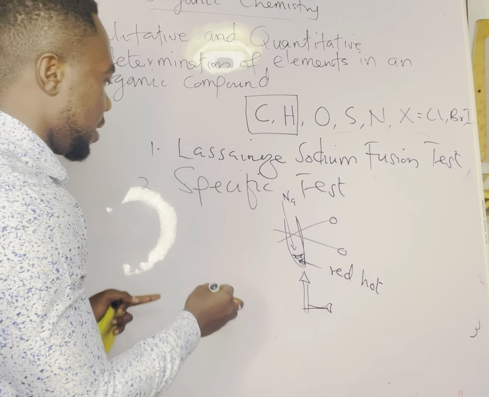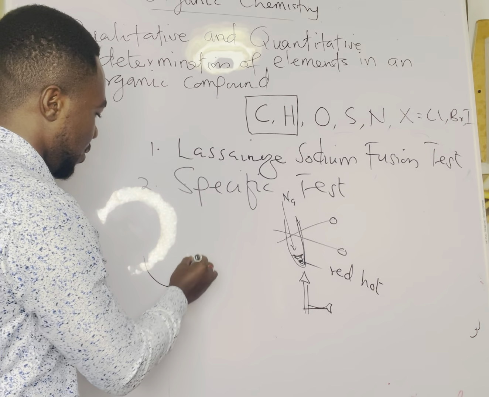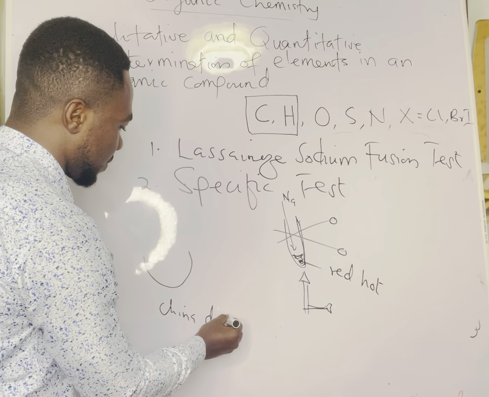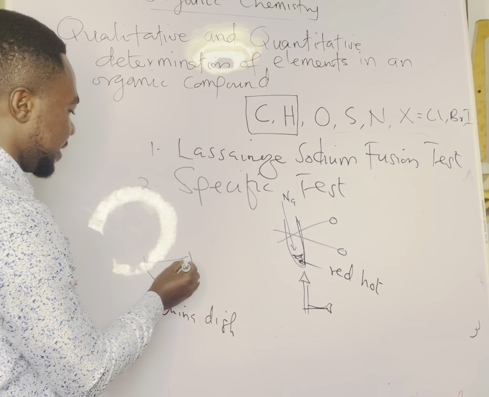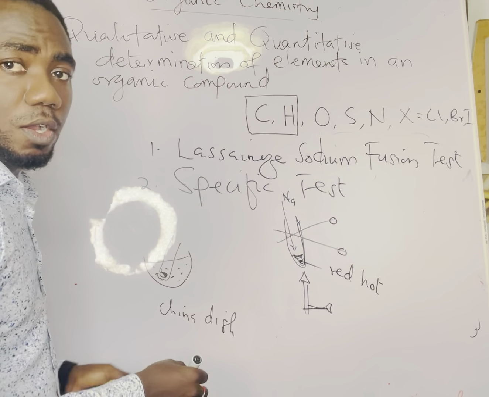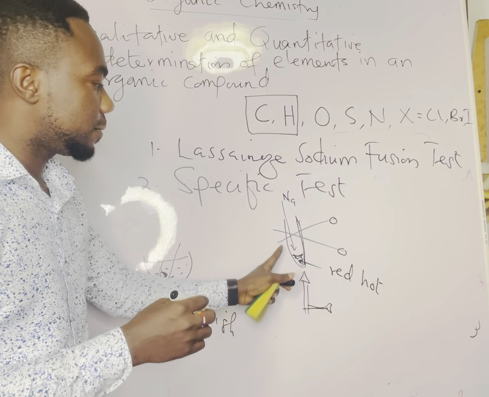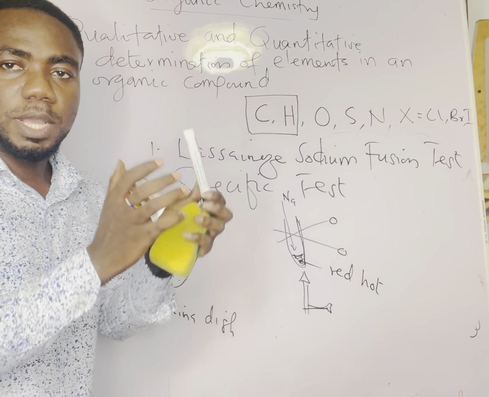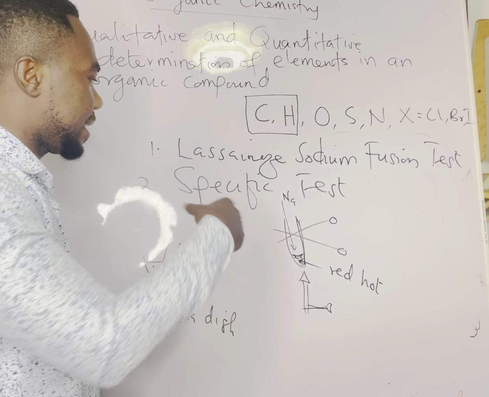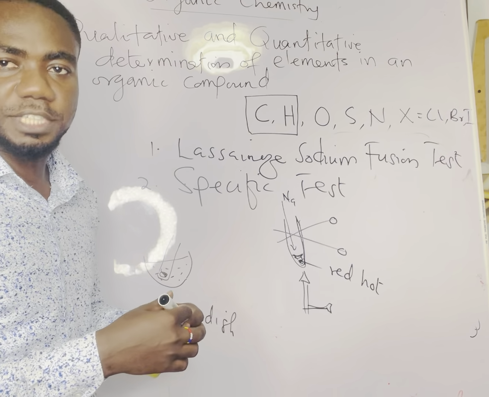then we drop the fusion tube into a china dish containing distilled water, or if you like, you can put the red hot fusion tube into a mortar, then we grind it. Then after we add distilled water, we filter it to get your filtrate.